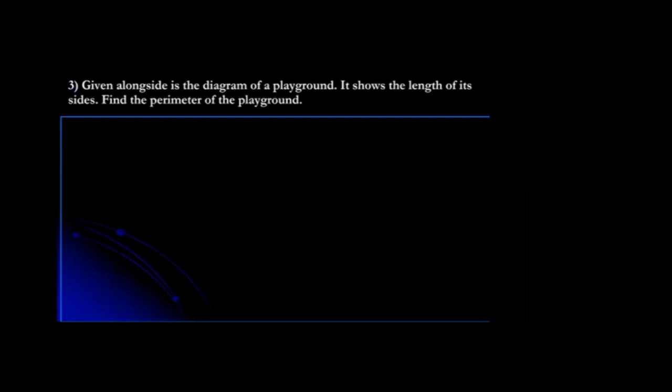Let us see the third question. Given alongside is the diagram of a playground. It shows the length of its sides. Find the perimeter of the playground.